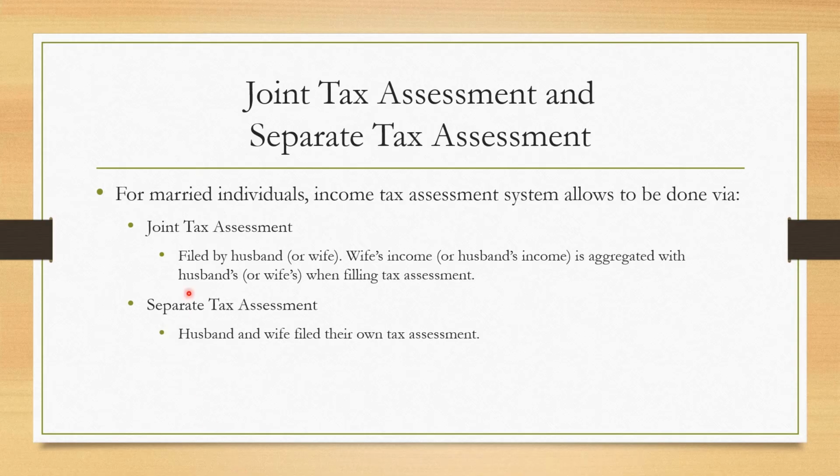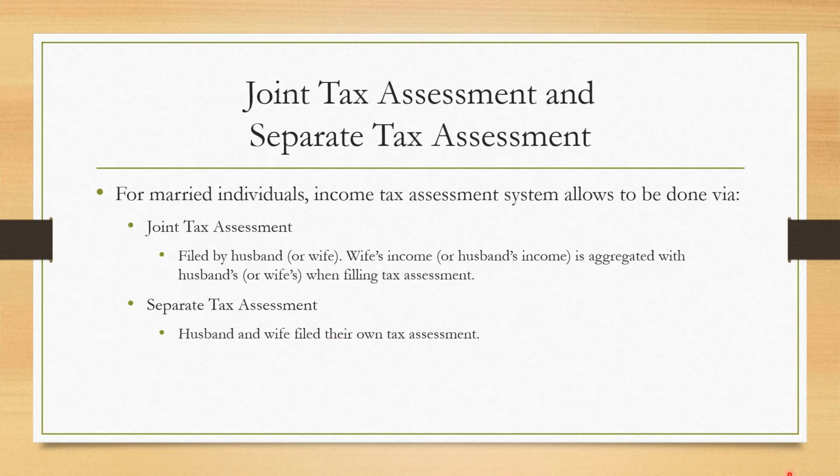For joint tax assessment, the husband's and wife's income are aggregated, meaning you add them together when filing the tax assessment. For separate tax, as the name suggests, husband and wife file their own tax assessment. So for any question related to this subtopic, you usually just want to find your chargeable income using the joint tax or separate tax assessment method. All this while you've been looking into the general way of finding chargeable income. Now you need to find the chargeable income based on this particular method. Now let's look at the question.